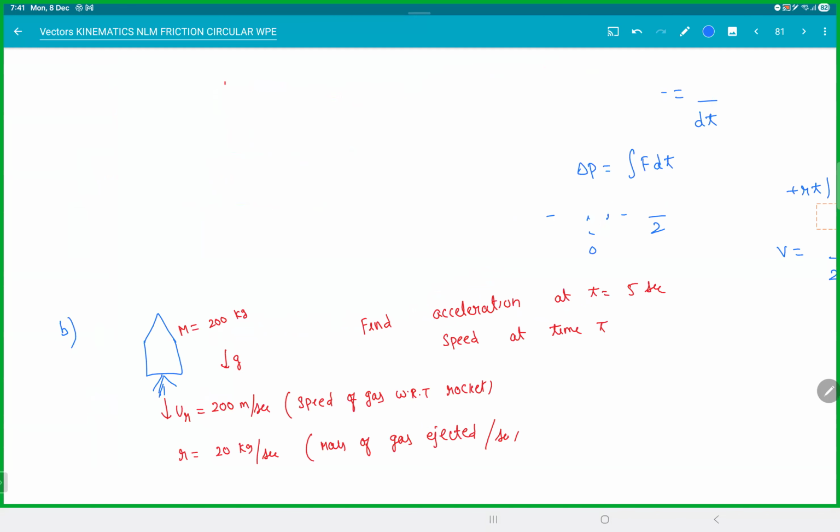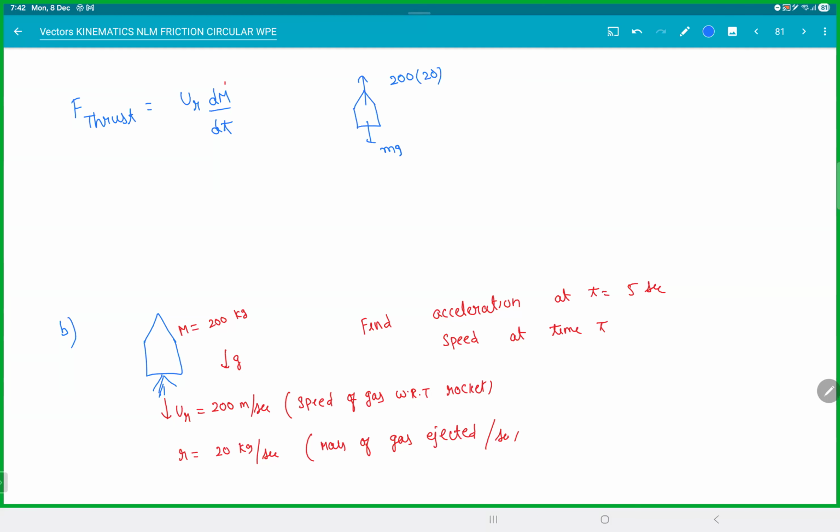What about the rocket propulsion? I hope you remember the formula for thrust force. The thrust force is given by u relative dm by dt. So then you can simply take the rocket. The thrust force will be u relative, which is 200, times dm by dt, 20. Your weight will be mg. This will be your acceleration. So that will be 4,000. After 5 seconds, how much fuel is burned? 100 kgs is burned. It will be 100 into g minus 100 into a. That is 30 meters per second square.